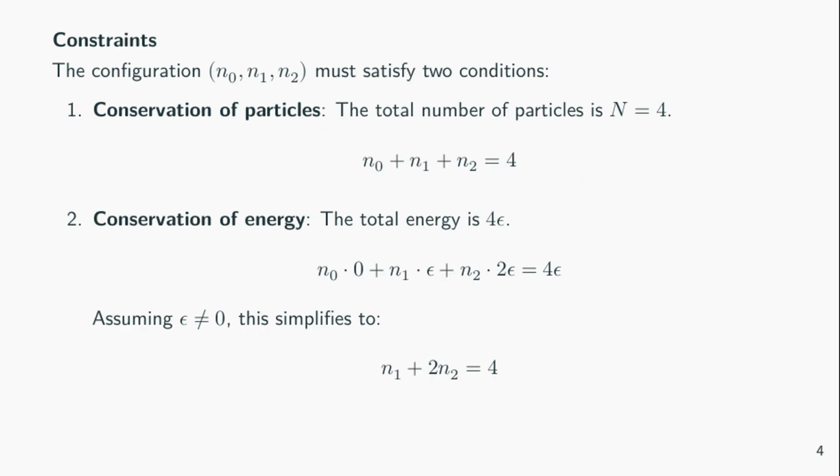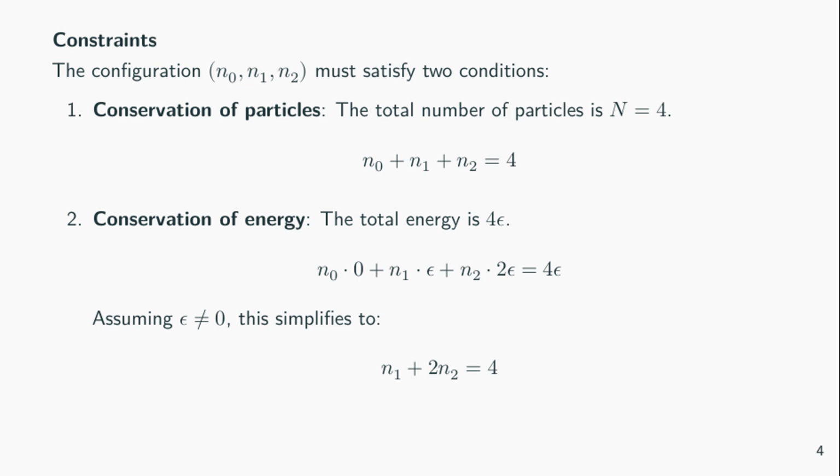Now, any valid configuration must satisfy two main conditions, which are like constraints on our n0, n1 and n2 values. First, we have the conservation of particles. The total number of particles must be 4, so n0 plus n1 plus n2 must equal 4. Second, we have the conservation of energy. The sum of the energies of all particles must equal 4 epsilon. So n0 times 0 plus n1 times epsilon plus n2 times 2 epsilon must equal 4 epsilon.